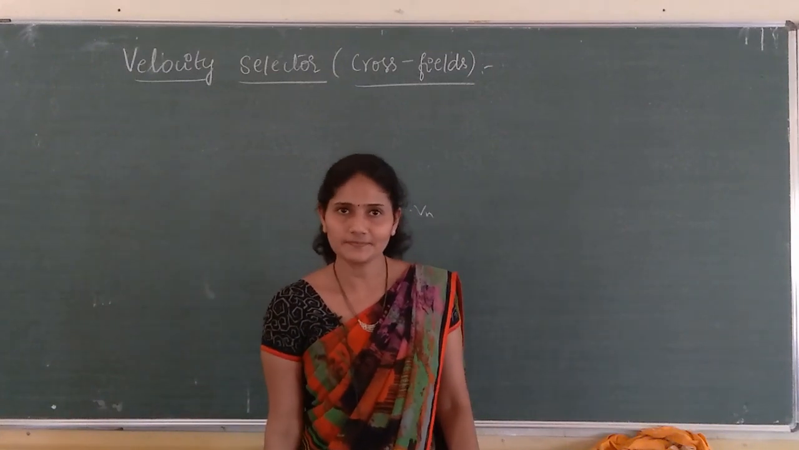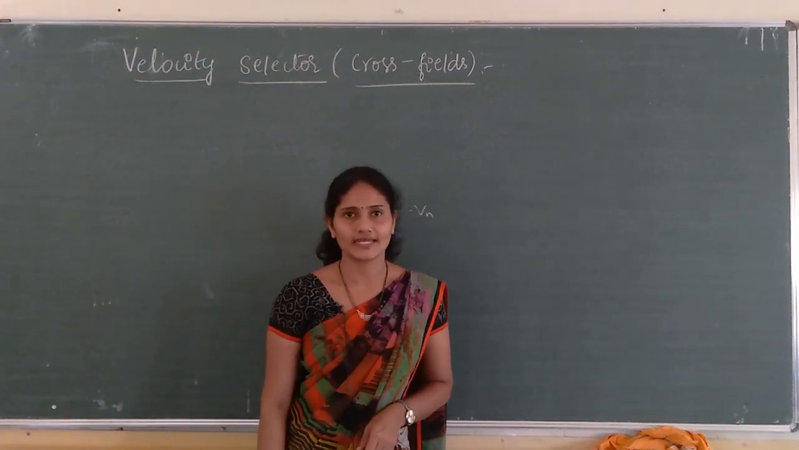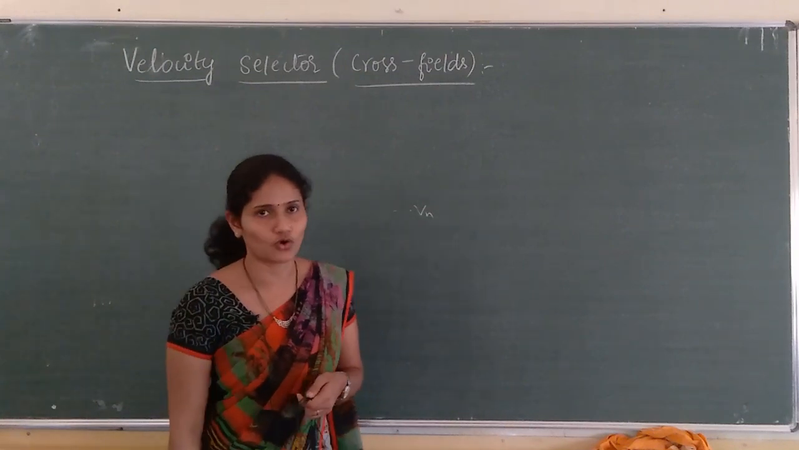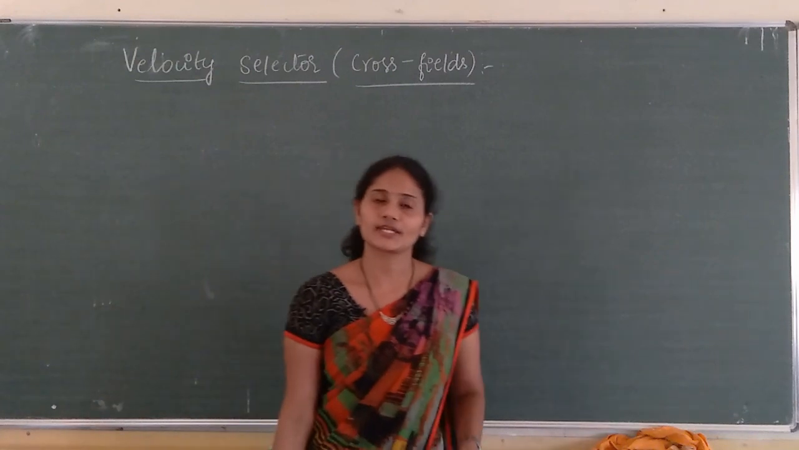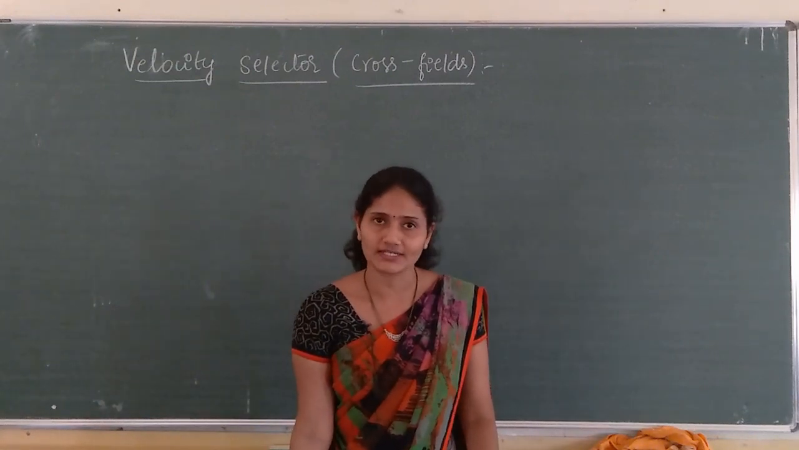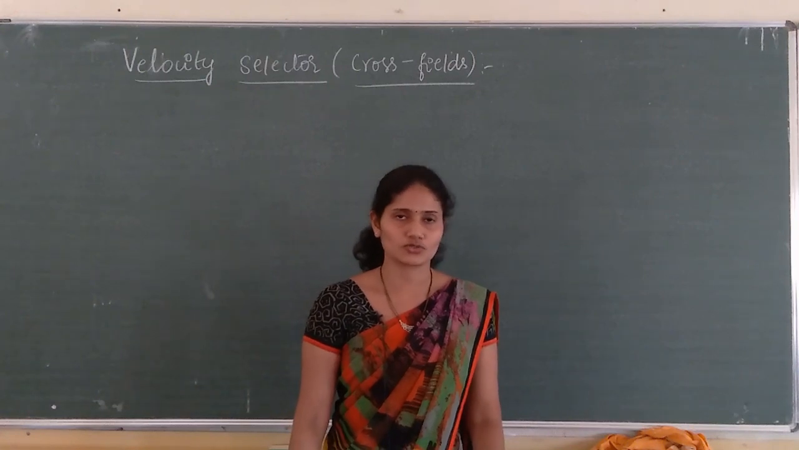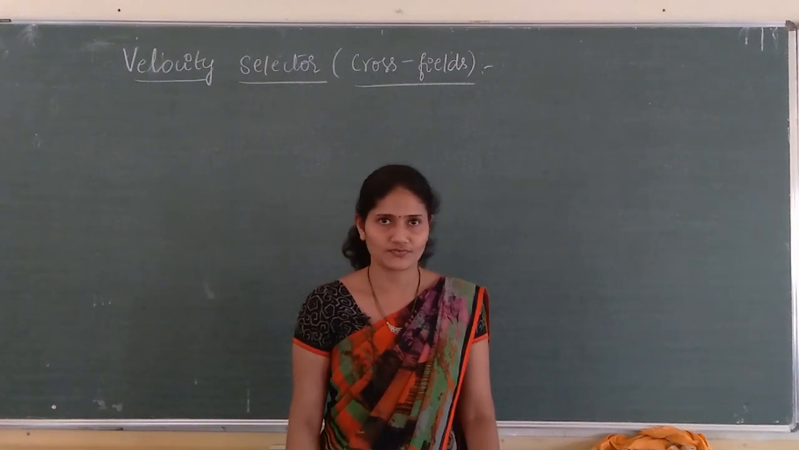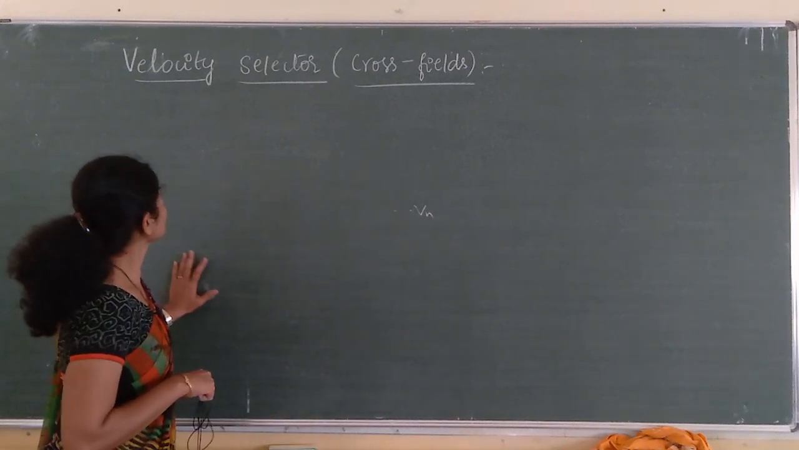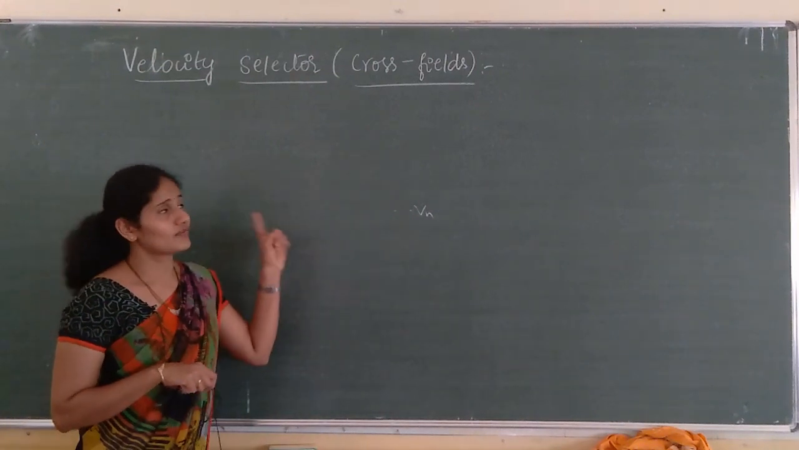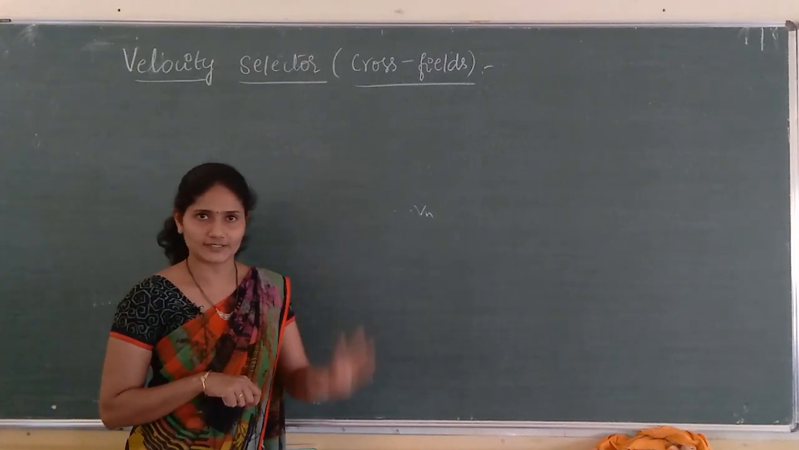So namaste everyone. In the last video we have derived an expression for radius and frequency of the circular path of a charged particle which is moving in the presence of magnetic field. So that we have seen in the last video. So today let us see what do you mean by velocity selector, or what is the meaning of crossed field.